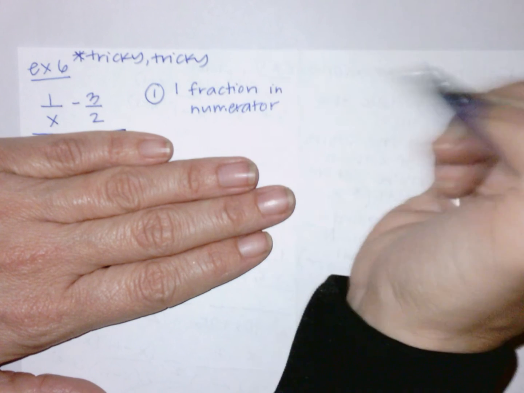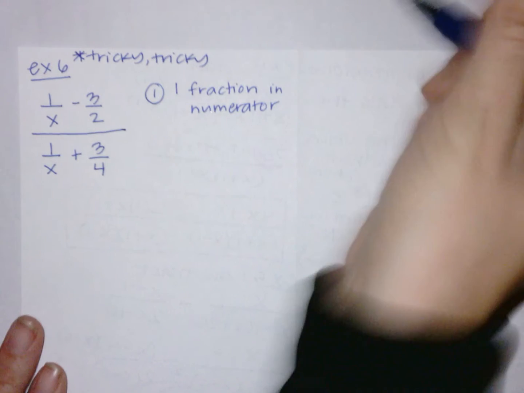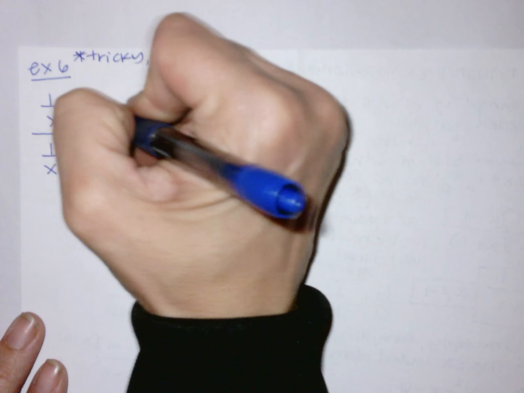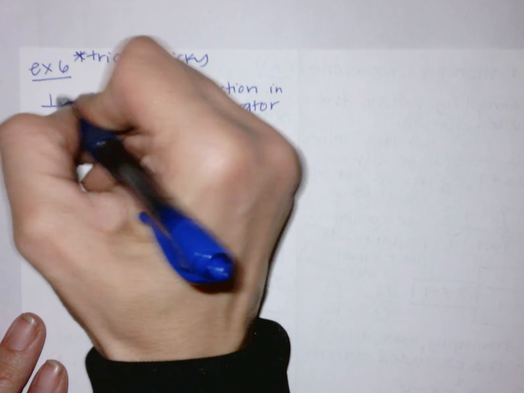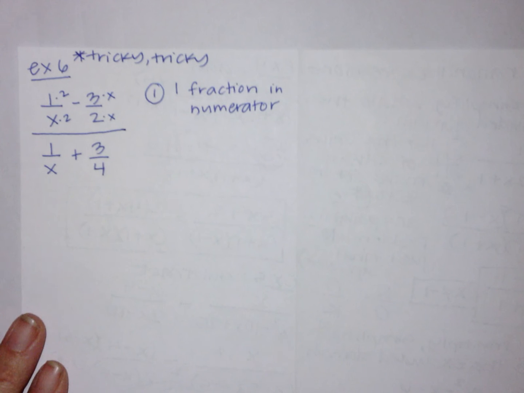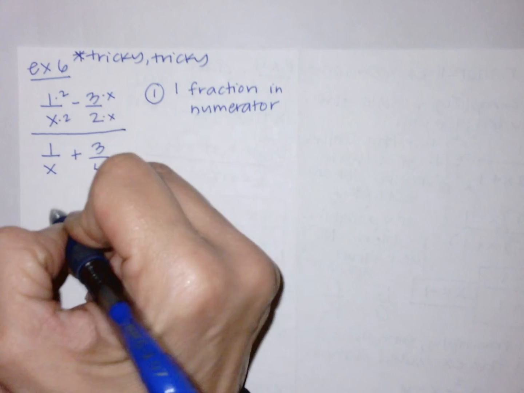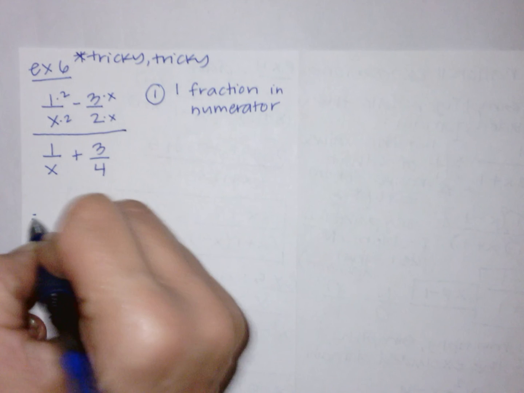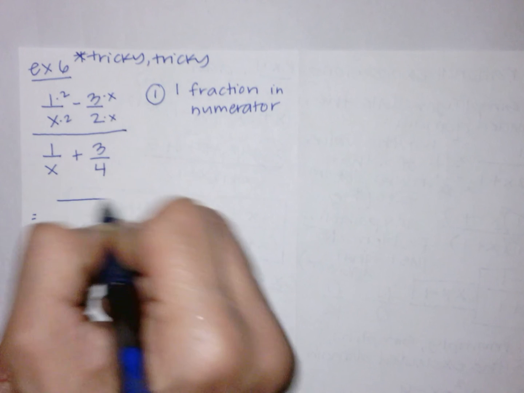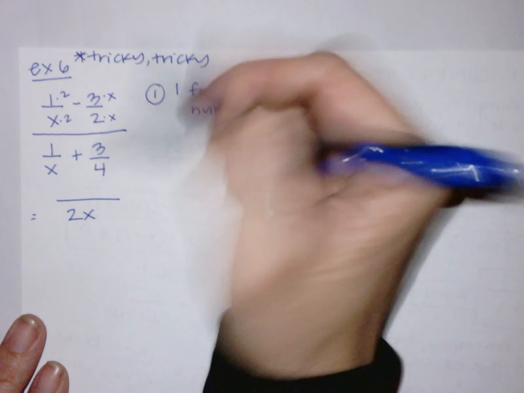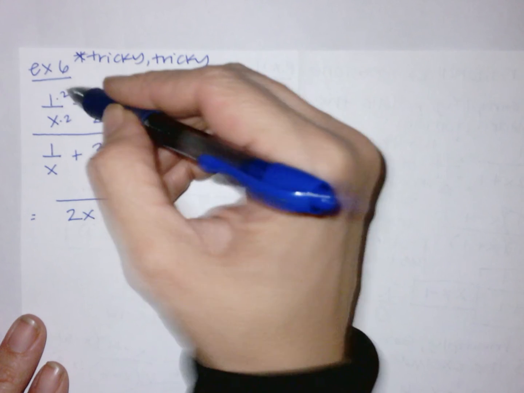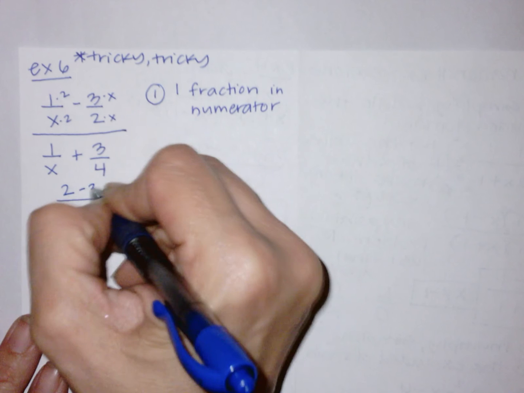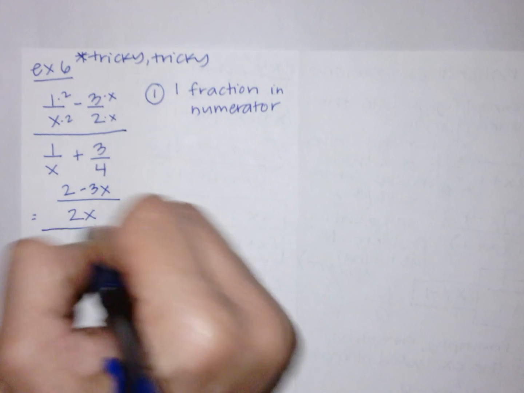So again, I'm ignoring the denominator temporarily. This one has an x, this one doesn't, so it needs an x. This one has a 2, this one doesn't. So I get 2x as my common denominator. So here I am in my numerator, 2x. And it's the denominator of my numerator, which is weird. And in the numerator, 1 times 2 is 2 minus 3x. So there's my first step.